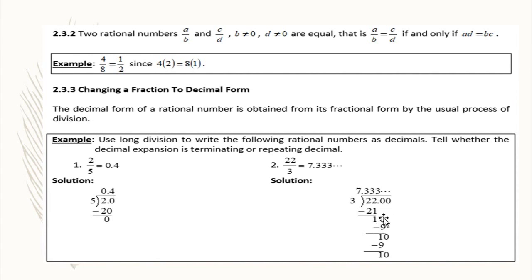So bring down a 0. What do we multiply by 3 to reach 10? 3 times 3 is 9. So 10 minus 9 is 1. Then bring down 0 again. This process just repeats, so we get 7.3333 and so on. So it is easy; we already went through this in elementary. That is how we change a fraction to decimal.